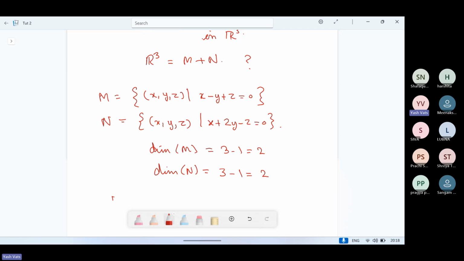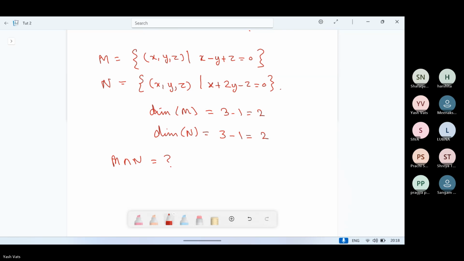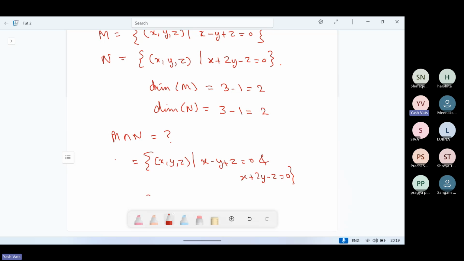And what is M intersection N? Sir, its dimension will be 1. No, I'm asking what is M intersection N. What is this space? Exactly: (x, y, z) such that x minus y plus z is 0 and x plus 2y minus z is 0. So you have two restrictions, so the dimension will be 1, which is 3 minus 2.